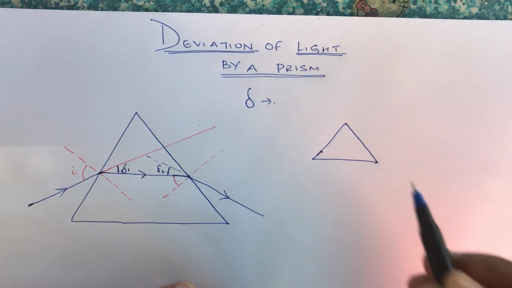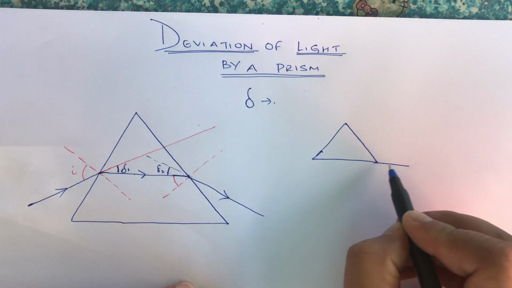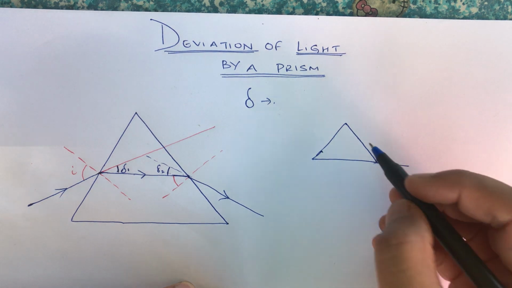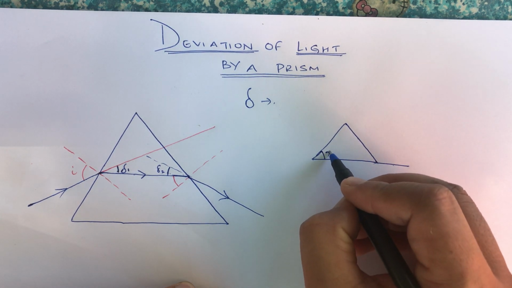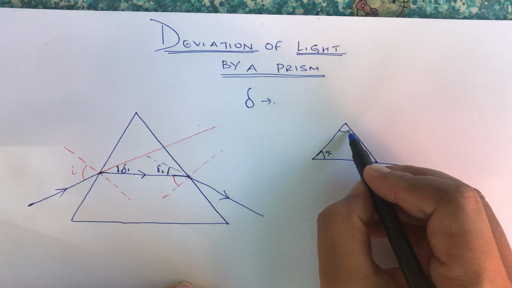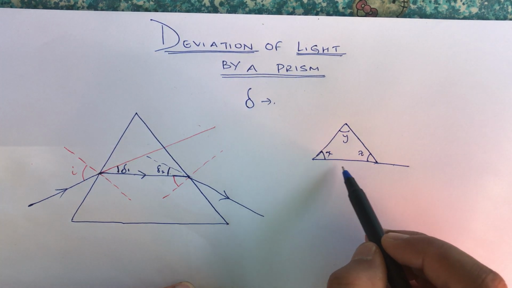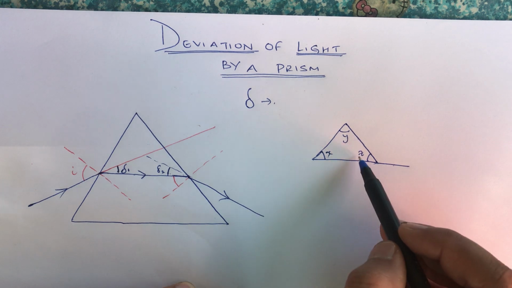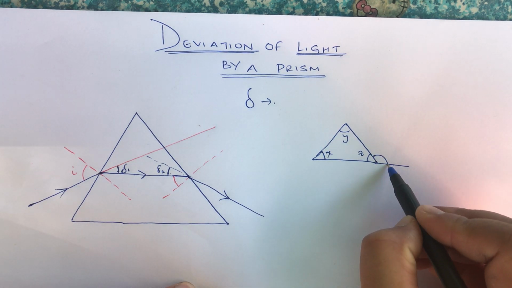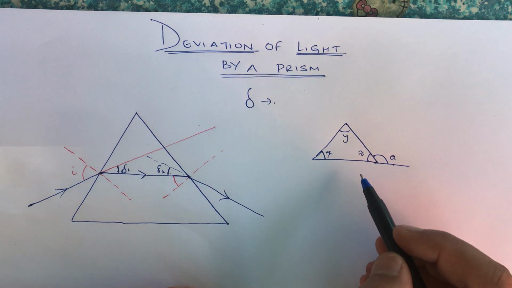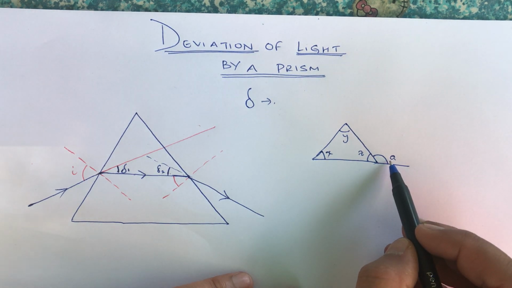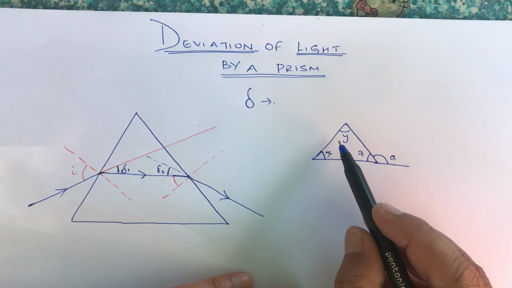Let's say I have a triangle over here, and if I extend this line, let's say this angle is x, this is y and this is z. So x, y and z are the angles inside the triangle. These are called the interior angles. And let's say I have another angle outside, that is a. So we have one outside the triangle, this is called an exterior angle. We have three in there.